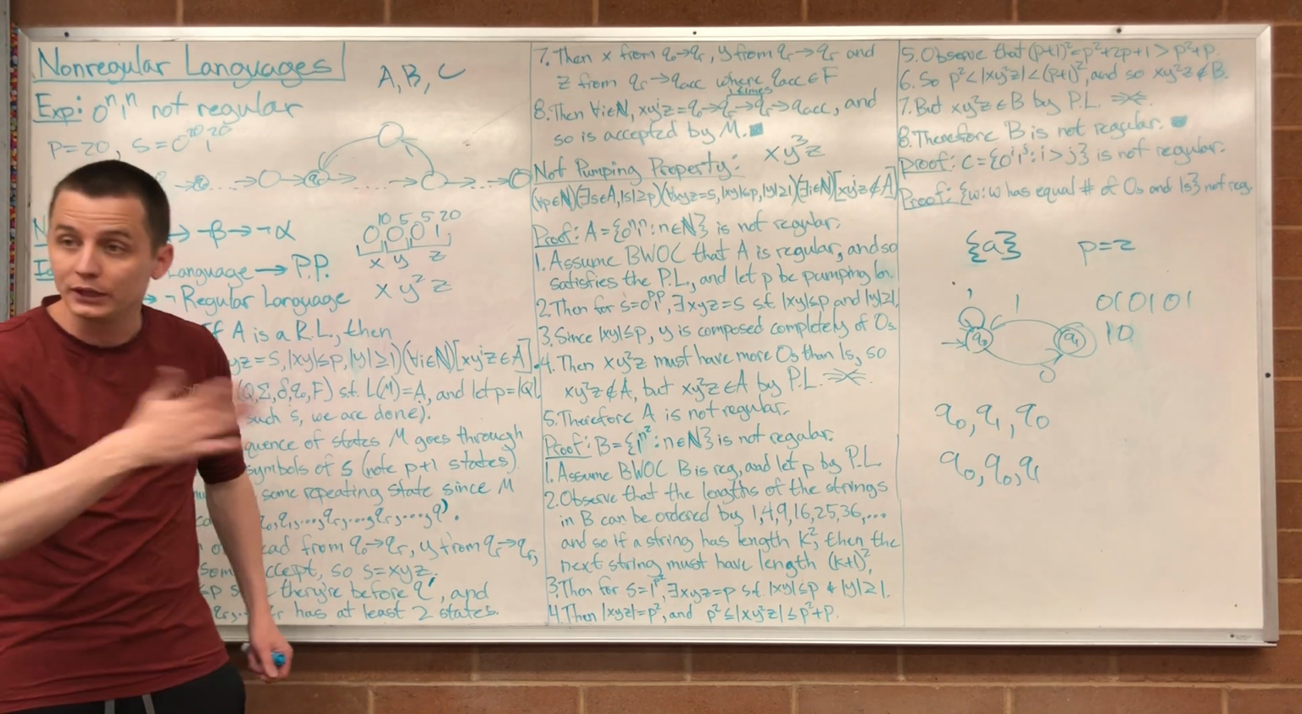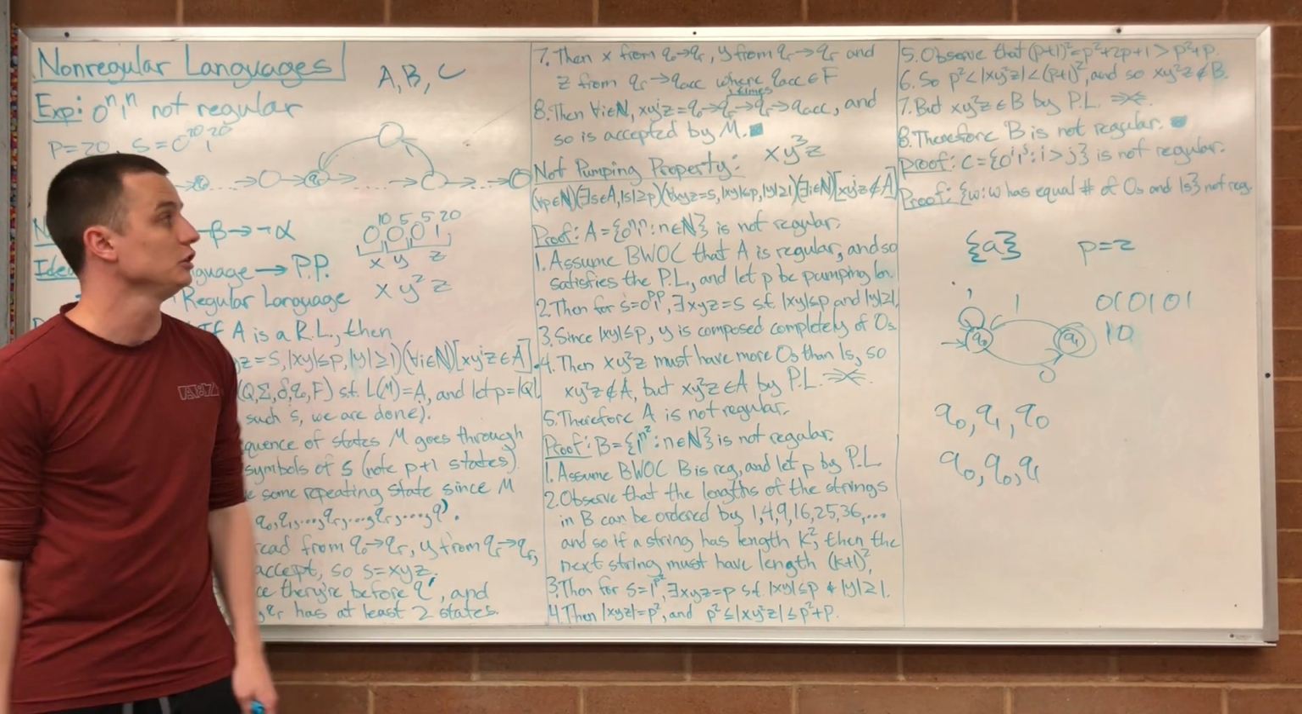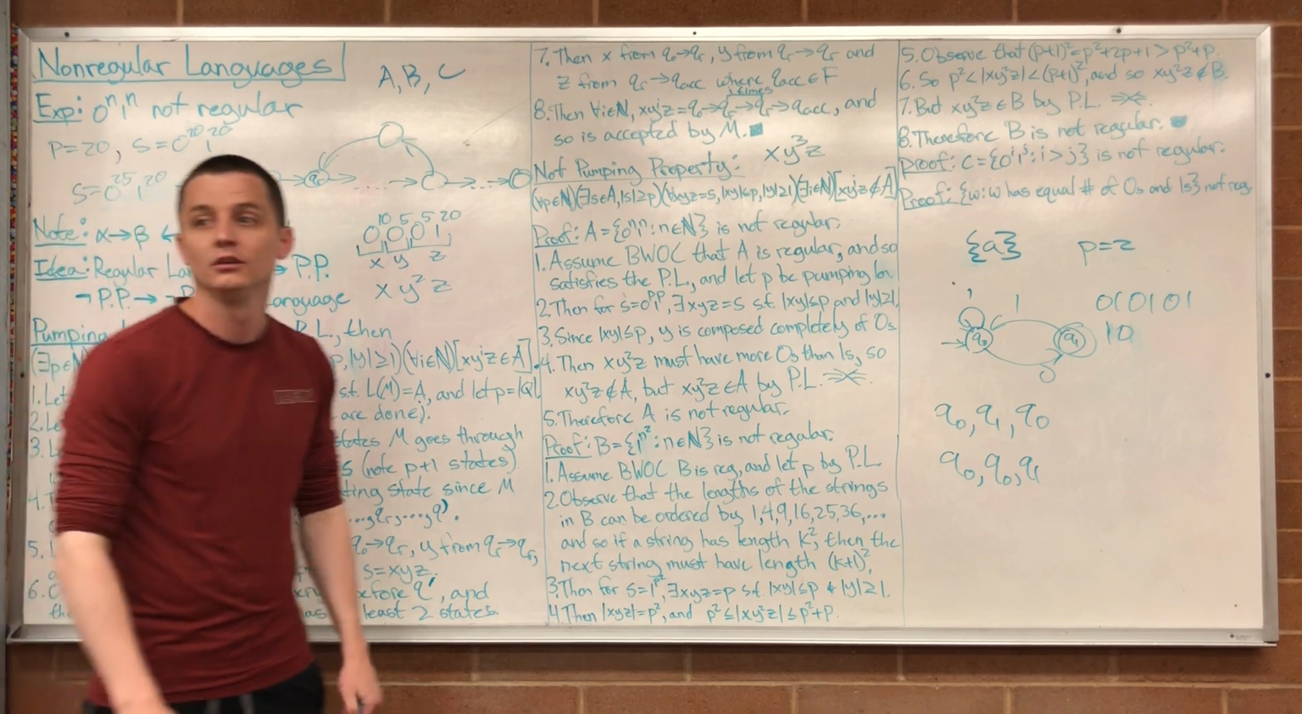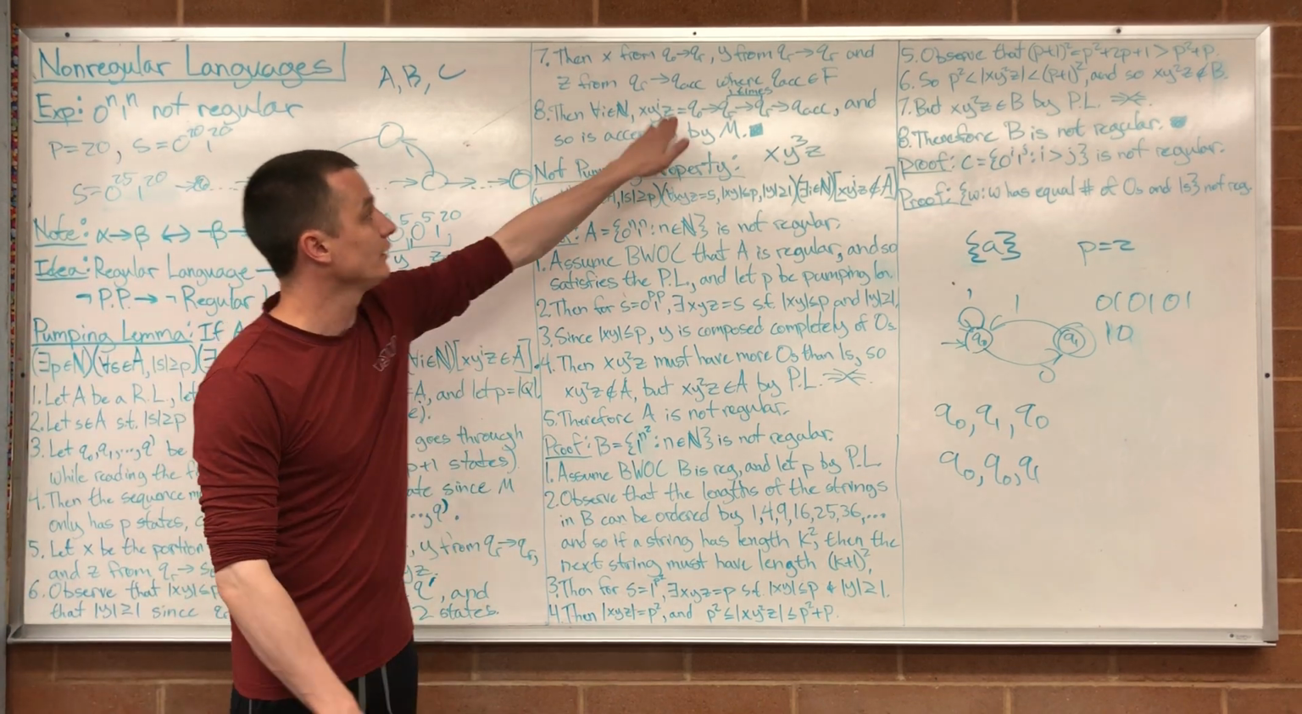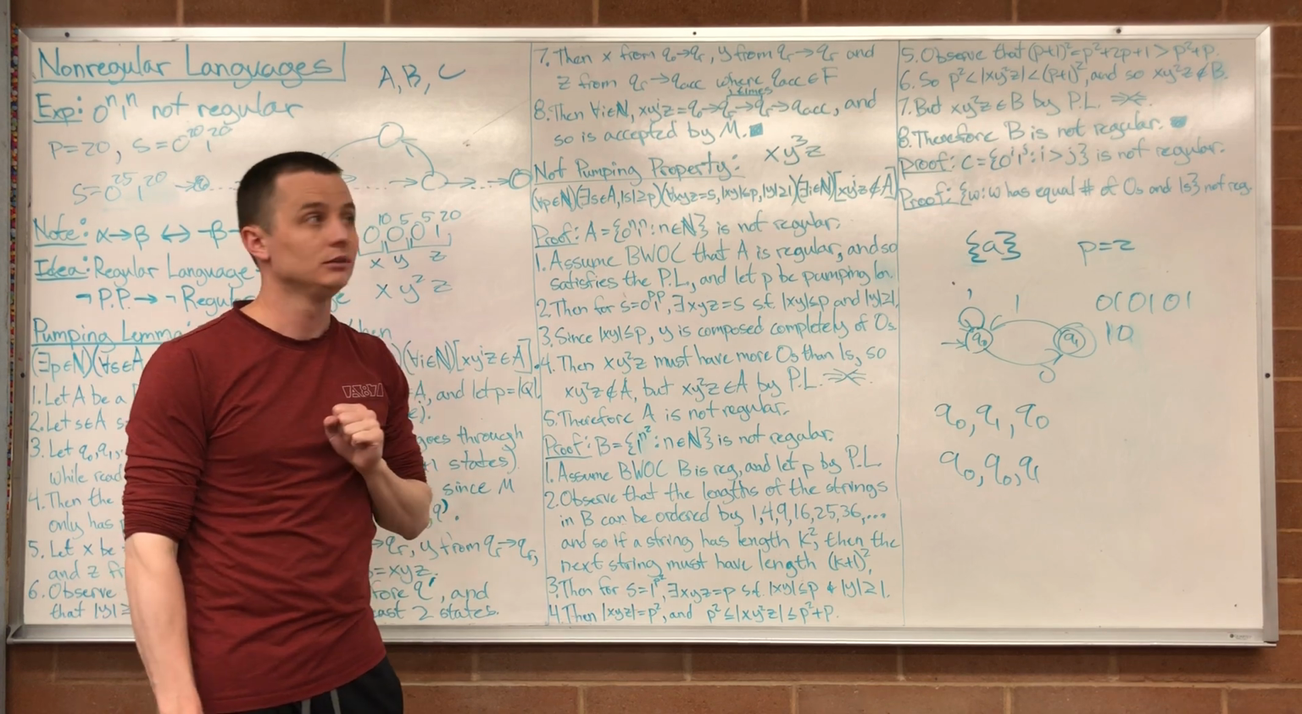And by definition, if we can find some sequence of states that your string goes through, then the machine accepts. We found the sequence of states. Therefore, that string is accepted by our machine M.